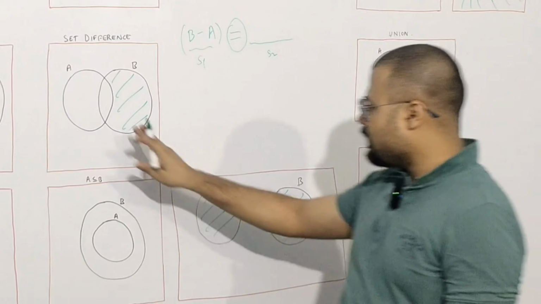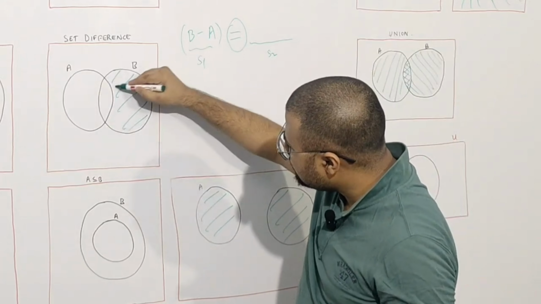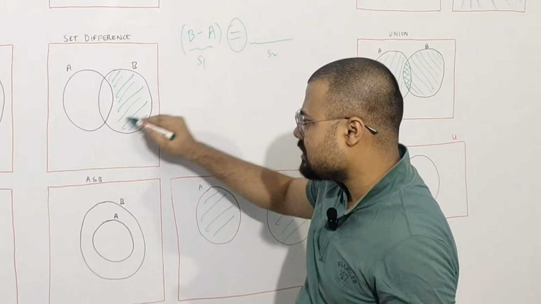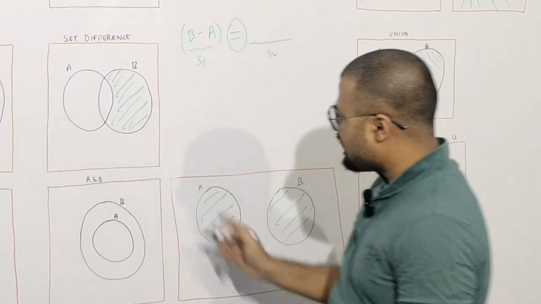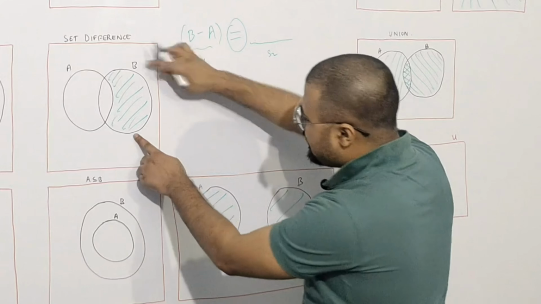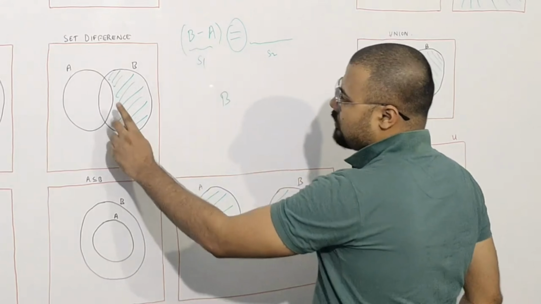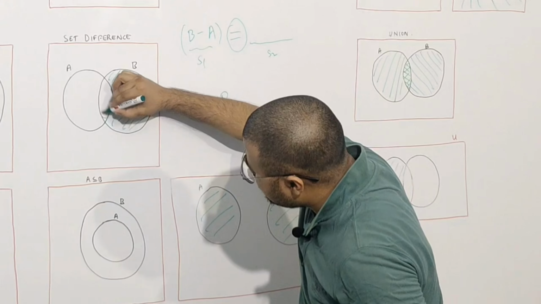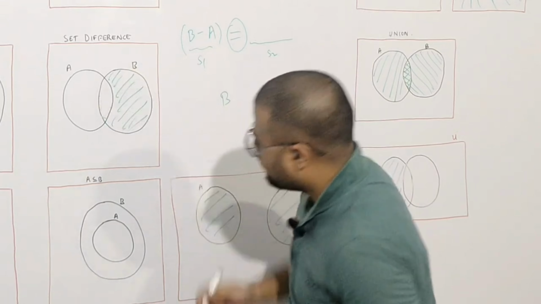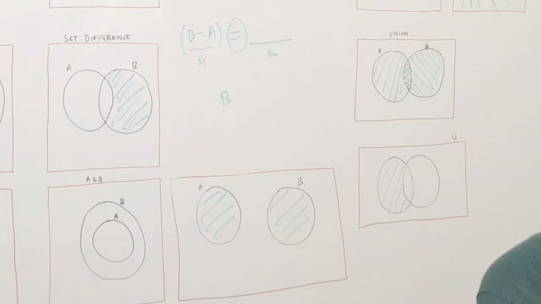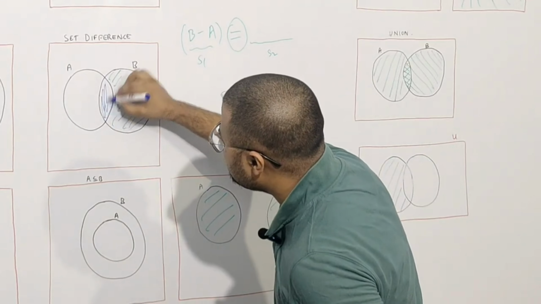How? For example, look at this. This is your region that you want. Can I not say that from the set B, I want to remove this region, this region?